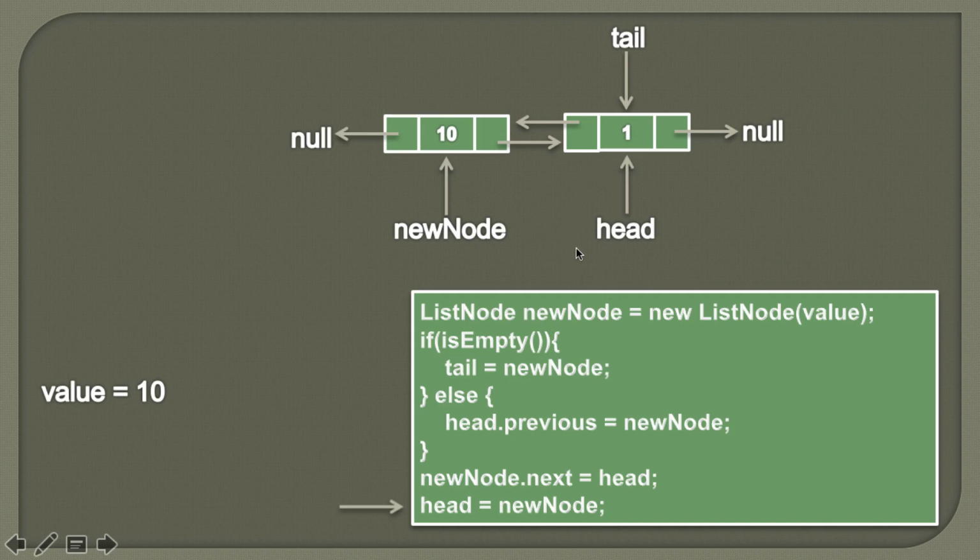So here currently head points to a list node having data as 1, but as we have inserted a new node into the beginning, therefore now head should point to this new node. So friends, this was the algorithm to insert a node into the beginning of a doubly linked list. So friends, let's move to Eclipse and see the working code.